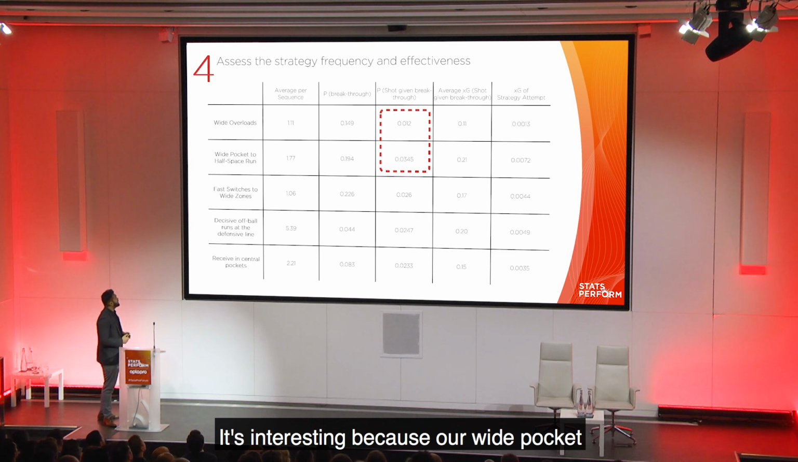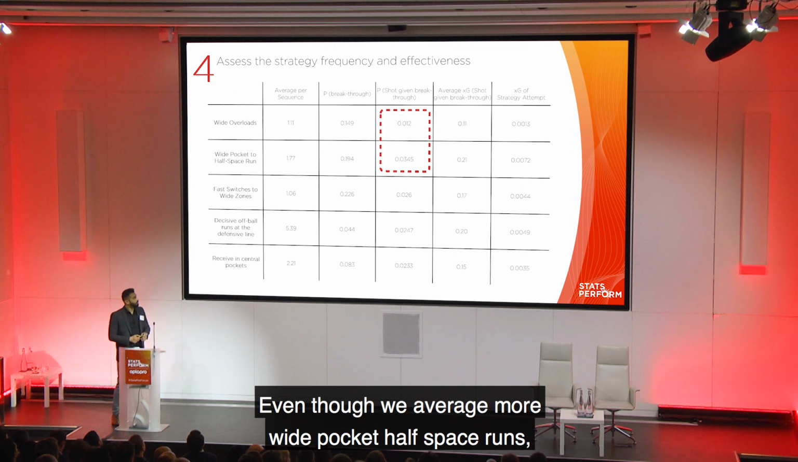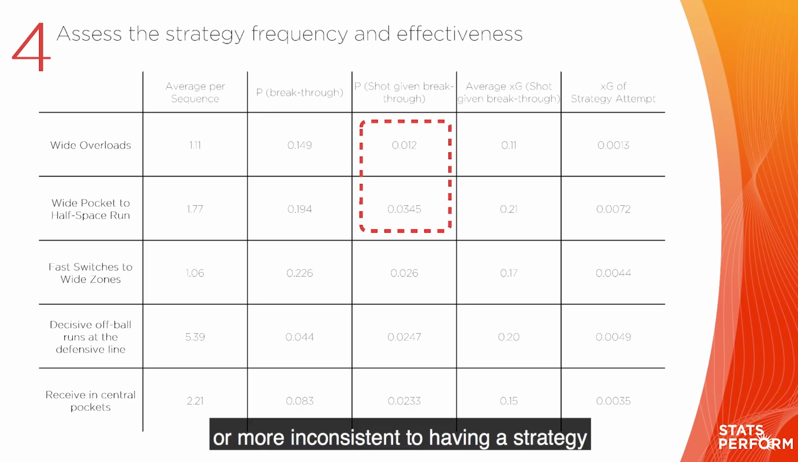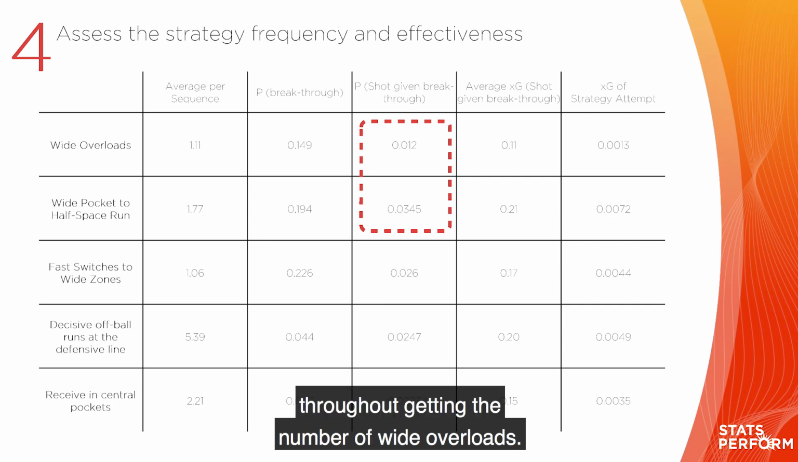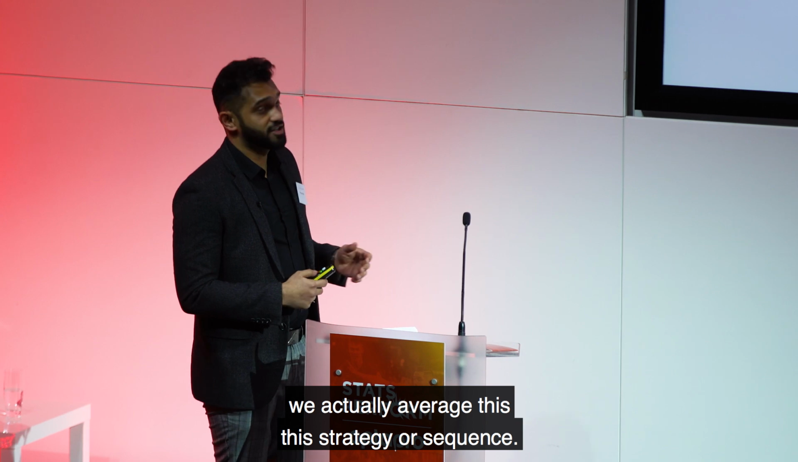It's interesting because with our wide pocket to half space run, even though we average more wide pocket half space runs, the consistency of getting a shot away, given a breakthrough, was much lower or more inconsistent compared to a strategy such as wide overloads, which was probably consistent throughout. What it means is that ideally we have to have more shots, given the number of times we actually average this strategy per sequence.